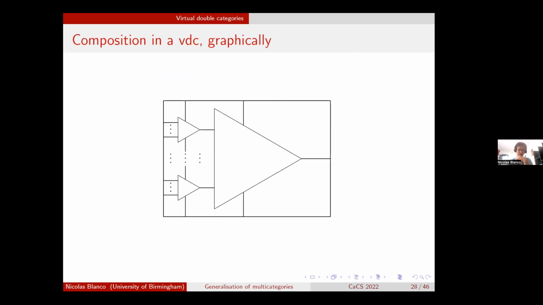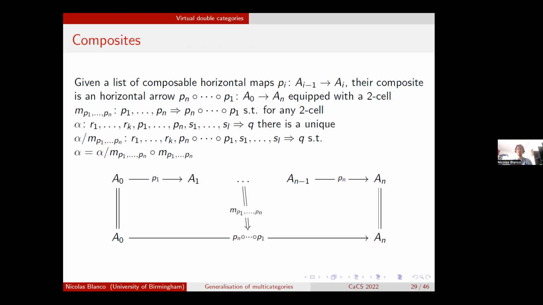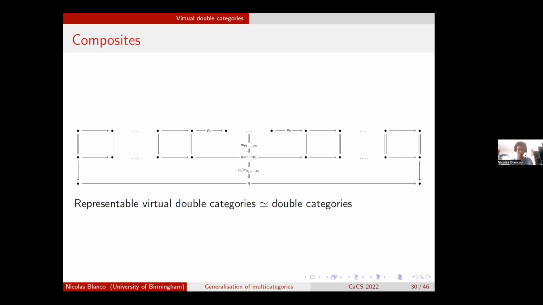And so you can check that composition actually works well, it's well defined with this convention. And so there you can define the notion of composite that is similar to the notion of tensor product. So basically, if you give me a list of arrows that are in a chain like that, a composite is an arrow that goes from A0 into AN, coming with a two cell along identities that has some unique factorization properties. So it's defined in a similar way as tensor product.